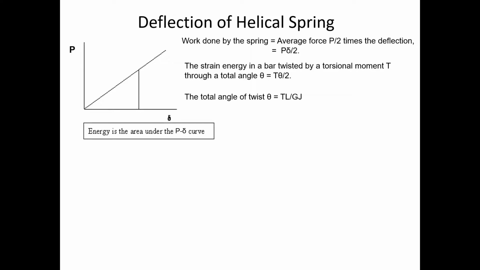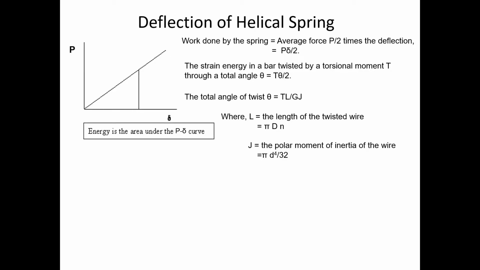Now as the spring is made of a bar, we can say L for a spring will be pi into capital D into N, where capital D represents the mean diameter of the coil and N represents the number of active coils, and J represents the polar moment of inertia of the wire, that is equal to pi into small d to the power 4 by 32. We also know that the torsional moment developed on a spring, T, is equal to PD by 2.